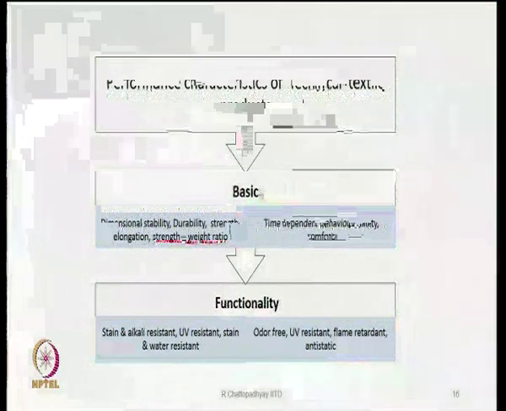From the functionality point of view, acid and alkali resistance, UV resistance, stain and water resistance are all important, so that we should not get even a watermark on the apparel product, like on a silk saree. It is common that if we try to wash a part of the silk with water, when the water dries we will get a watermark. That spoils the appearance of the silk. This could be a problem, because generally these are very costly products. If the appearance gets spoiled because of any kind of stain, not only from chemicals but even from water, stains could be there.